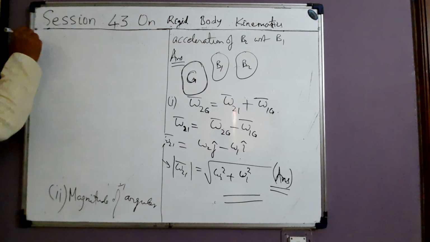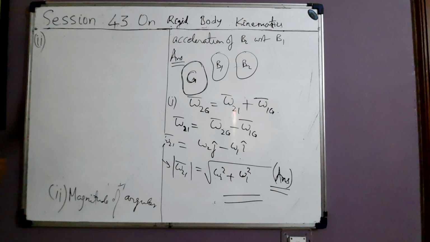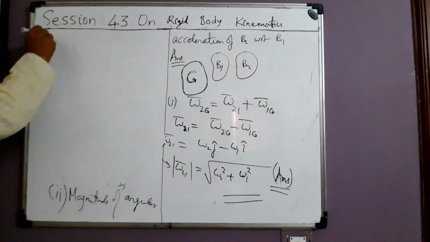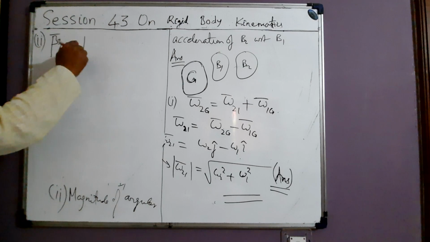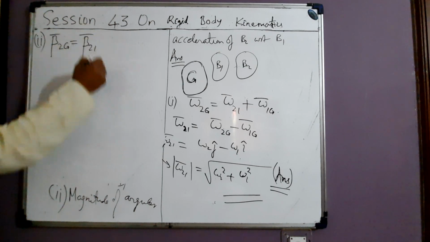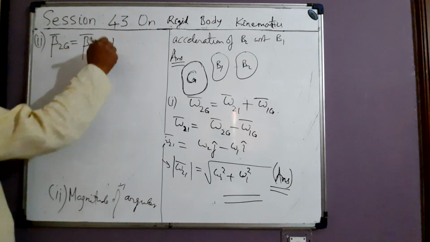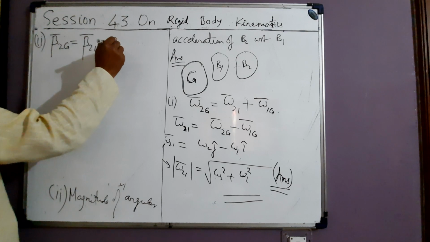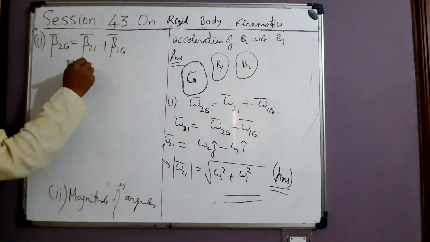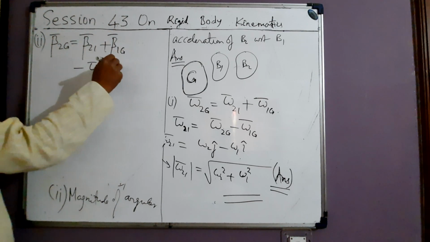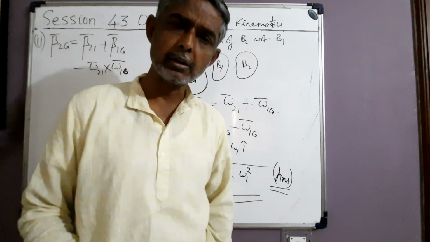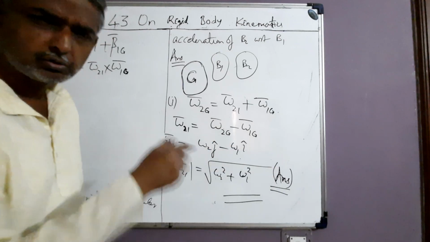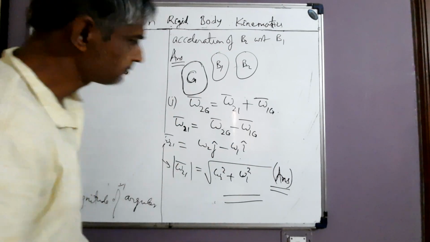Now solve the second part of the question. Angular acceleration of body 2 with respect to ground, beta 2g, is equal to angular acceleration of body B2 with respect to body B1, plus angular acceleration of body B1 with respect to ground frame, minus omega 21 cross omega 1g. This expression also you get in the first or second video on rigid body kinematics. You just go through the playlist, you'll get it.